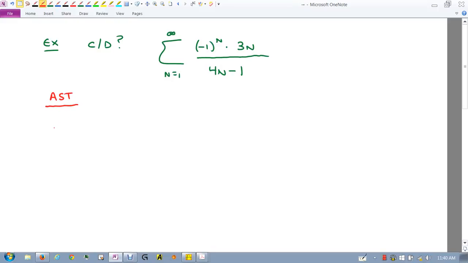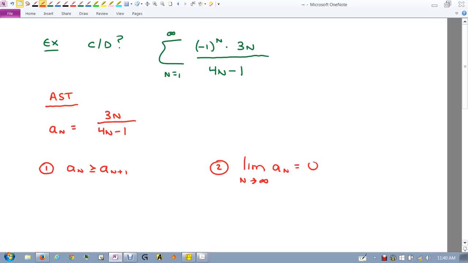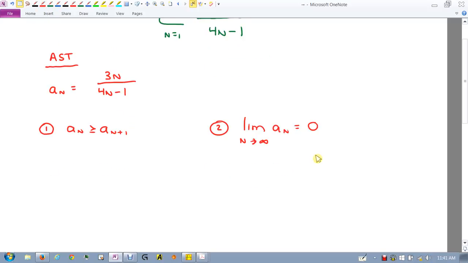What's the a sub n for us? 3n over 4n minus 1. And so you have to show two things, don't you? a sub n greater than or equal to a sub n plus 1. The second thing you have to show is the limit as n goes to infinity of a sub n equals 0. That's the two things you have to show, right? If those two things are true, this thing converges.